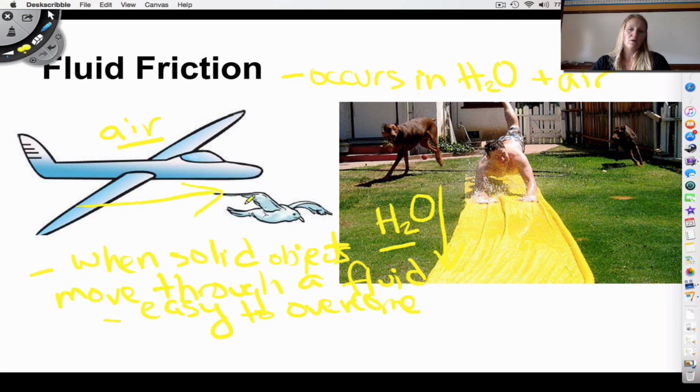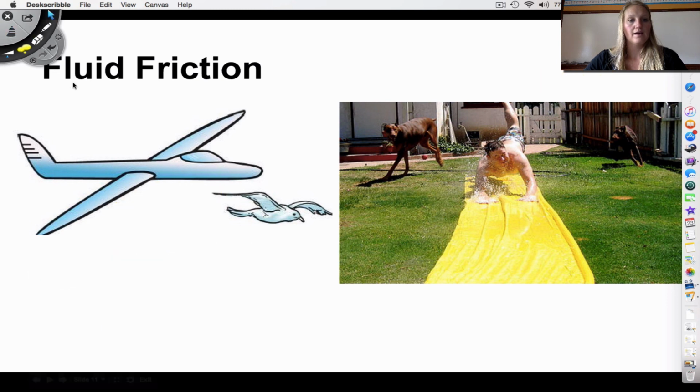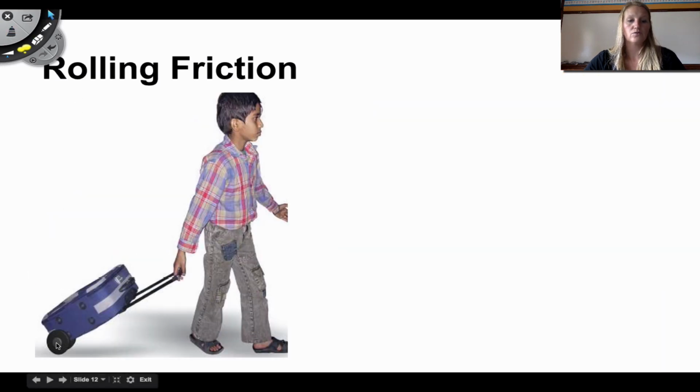And this is the reason why sidewalks get really slippery when they're very wet. Okay, so another cool concept right there. And then we have the last one called rolling friction. Okay, rolling friction is the last type of friction that we'll be talking about because it's the fourth one.